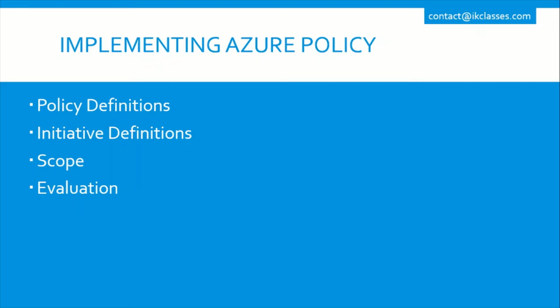To apply a policy, we'll have to create policy definitions. We'll then initiate the definitions. We can select the scope, and then we can even evaluate whether they are compliant or not. Let's see in the portal how we can create an Azure policy and apply it to a scope.